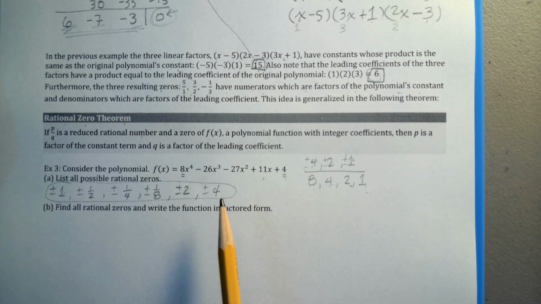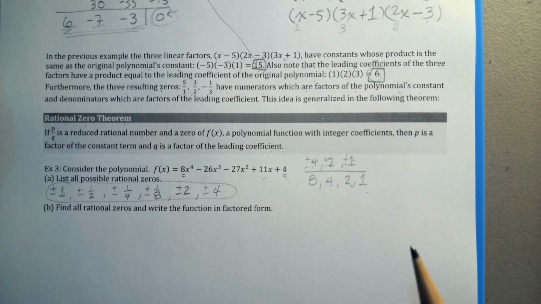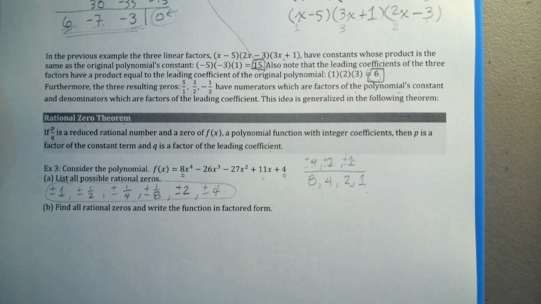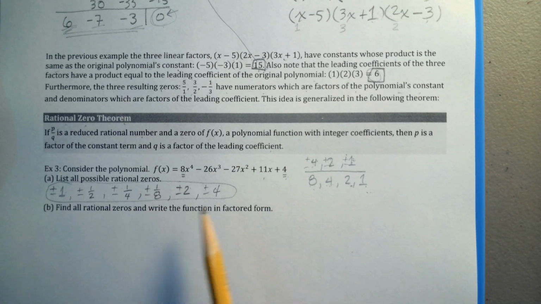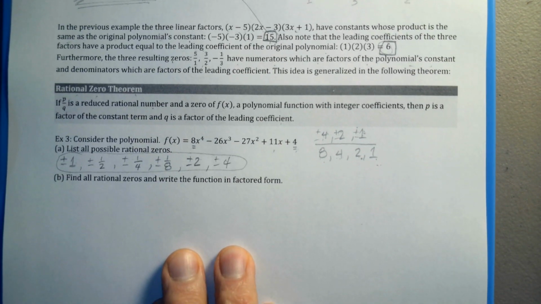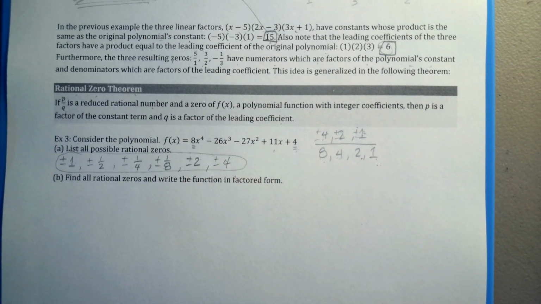Now you might say, well, that's 12 numbers. That's a lot. But it narrows it down from an infinitely large list of possible zeros down to 12. Okay, so now our goal is to check these. Which one of these work?